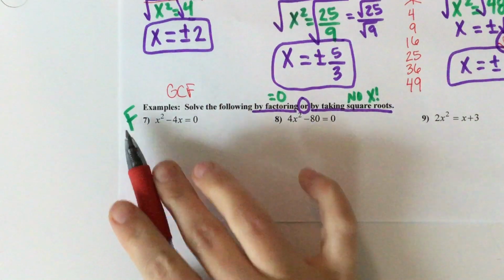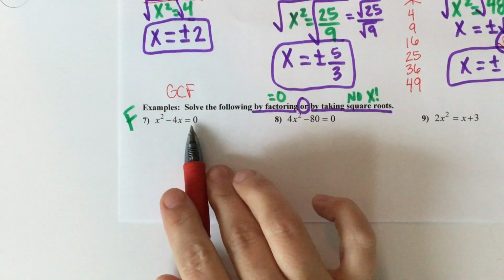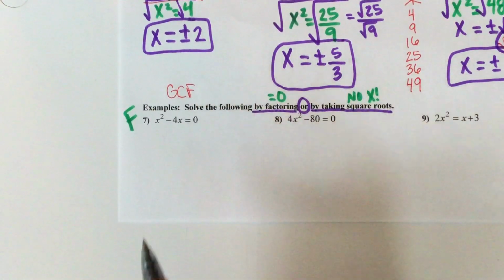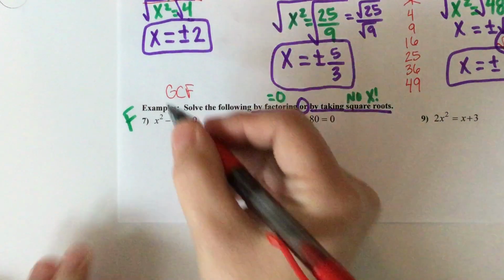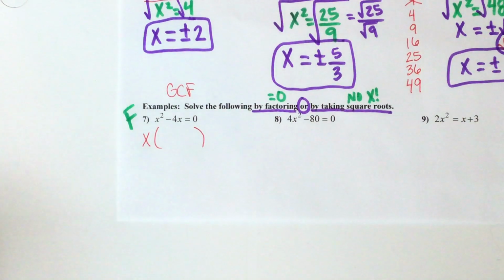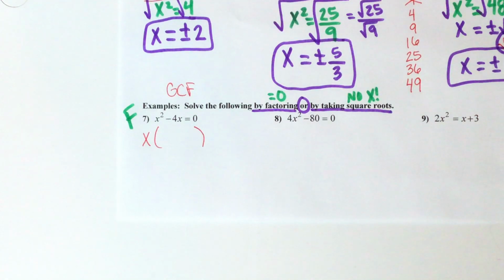Oh, since I'm factoring, we need to make sure it says equals 0. And it does. Okay, so we can begin. Do we have a GCF here? We do. These both have an x. Okay, remember to build your parentheses after you take the GCF out.